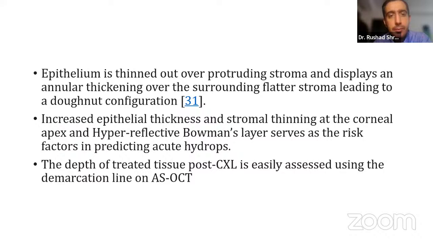So the epithelium, what we have to remember, in keratoconus is thinned out over the protruding stroma and displays an annular thickening around the surrounding flatter stroma. It basically gives a donut configuration. There's increased epithelial thickness and stromal thinning at the corneal apex and a hyper-reflective Bowman's layer, or you may get Bowman's breaks. You may see breaks in the Bowman's layer. These are risk factors suggesting that hydrops can occur.